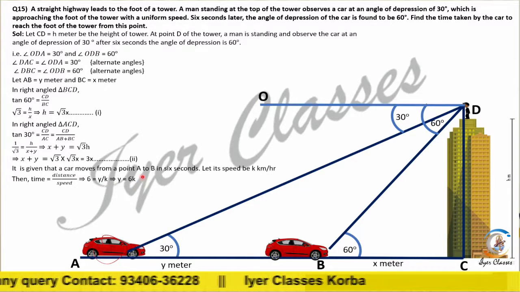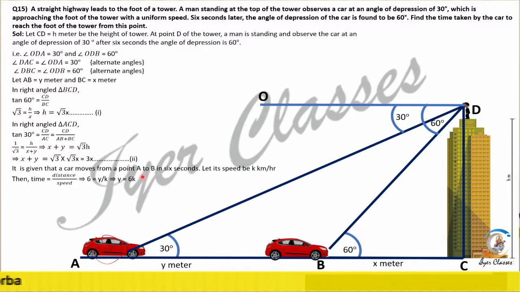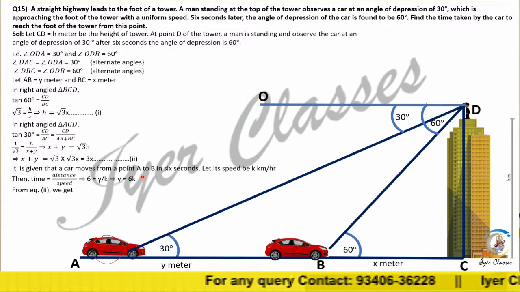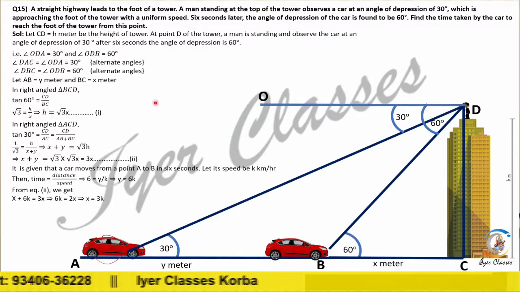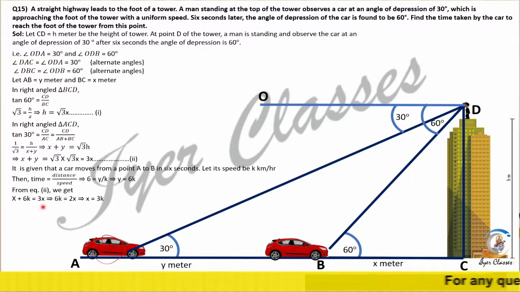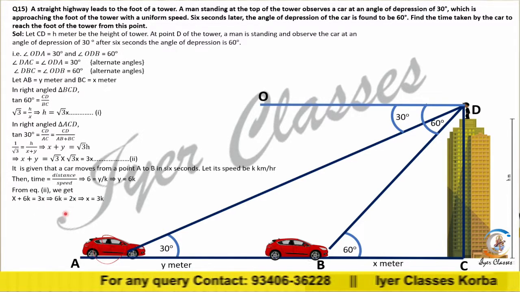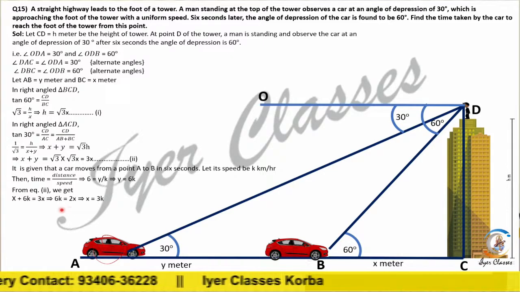Speed is equal to k. So what is this distance y? y is equal to 6 times k, right? Now from equation number 2, we know that x plus y is equal to root 3 times h. It is given here. So put the value of y: x plus 6k is equal to root 3 times h, simplify this and get 6k is equal to 2x, or x is equal to 3k.